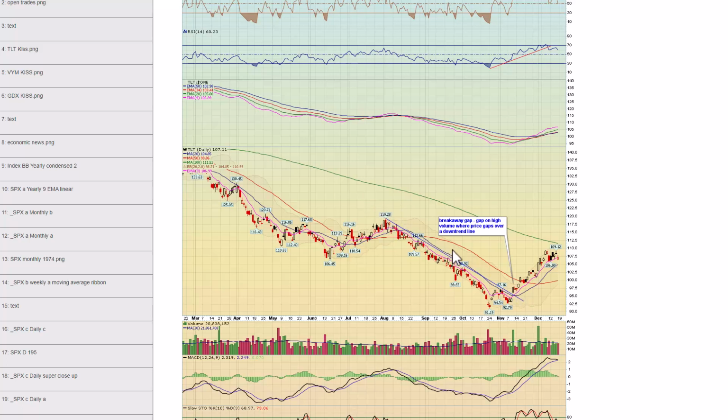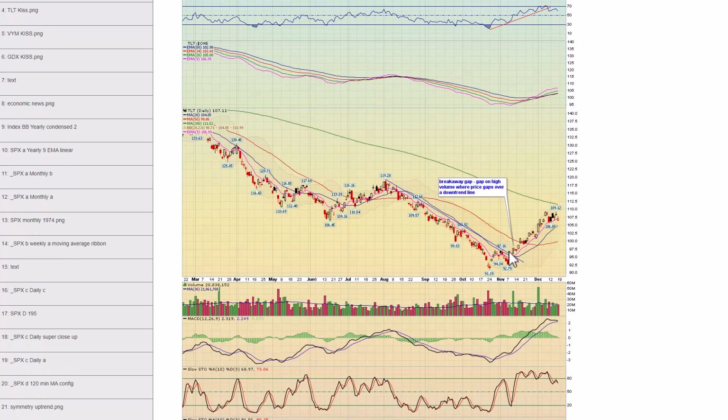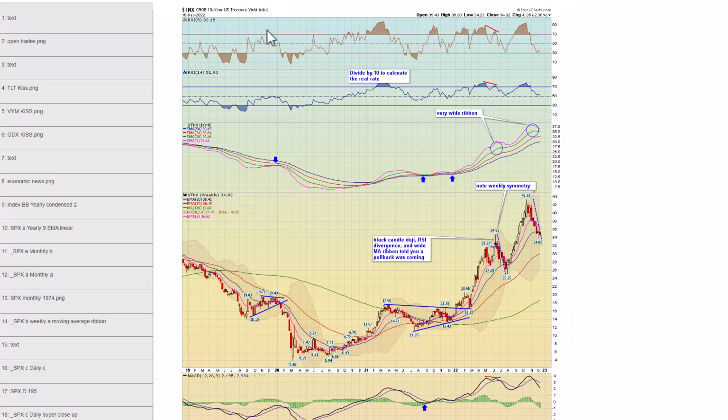Guys, when you have a well-defined downtrend line, and you gap over that trend line on higher volume, that is a textbook breakaway gap. Those are gaps you chase. You buy them. Next. Chart 58, here's the 10-year treasury yield weekly chart.